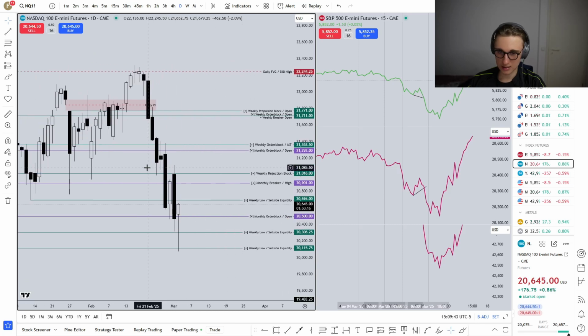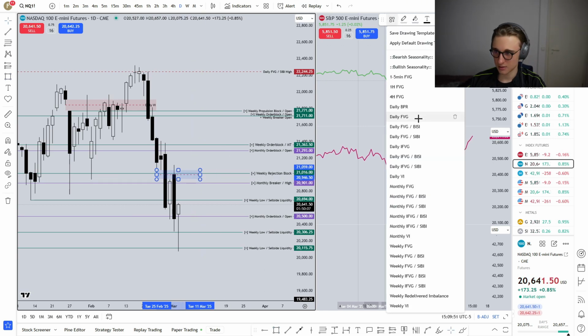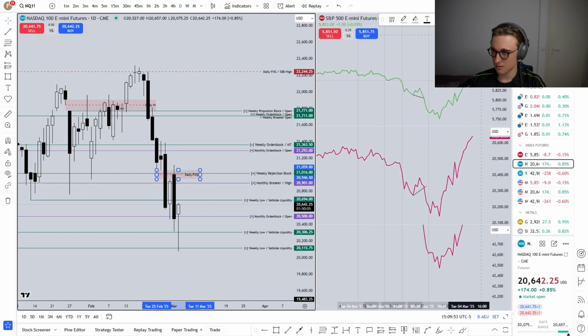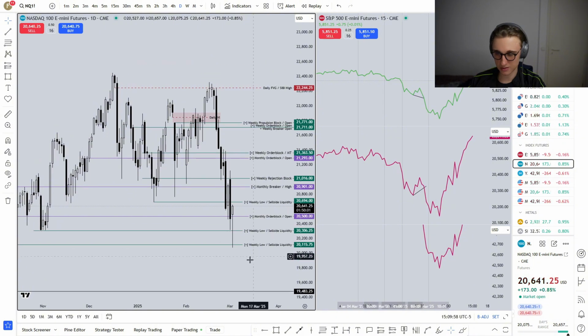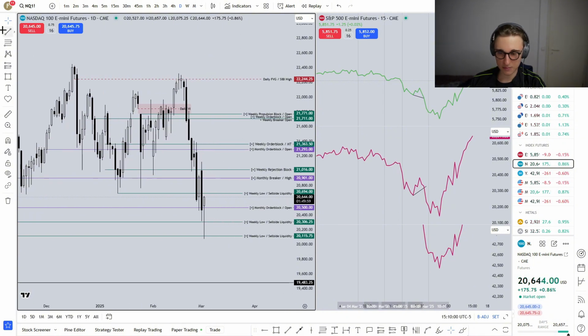Again, I talked about this in the weekly commentary, that we rallied from this daily order block, daily fair value gap right here. And the key point is that we are still inside a consolidation, in my opinion. I am not fully convinced that this is a bearish trend for now.